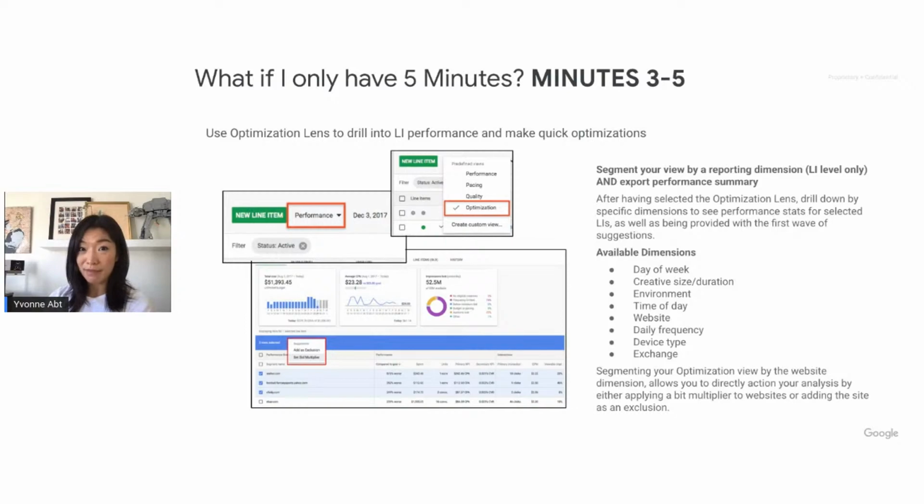If you have a little bit more time, use the optimization view in DV360 to drill into those specific line item performances that we just went through across the slides. So again, that's time of day, creative size, audience, inventory, and so on. That's if you've got a little bit more time to dig into the detail.